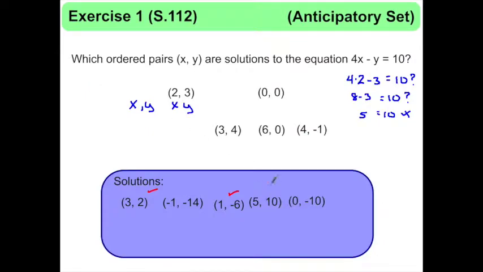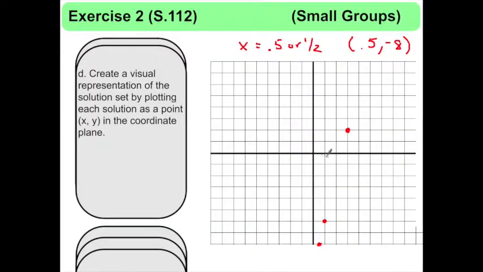If we choose another point, maybe 5, 10. So 1, 2, 3, 4, 5. 10 is going to be up here off of the graph. That'll be up here in this general idea.